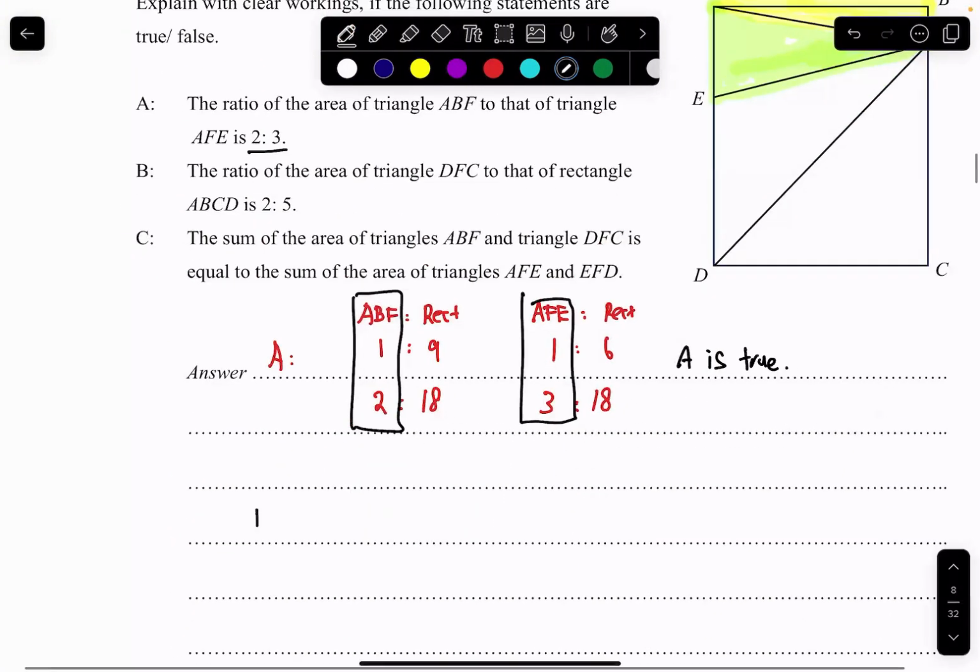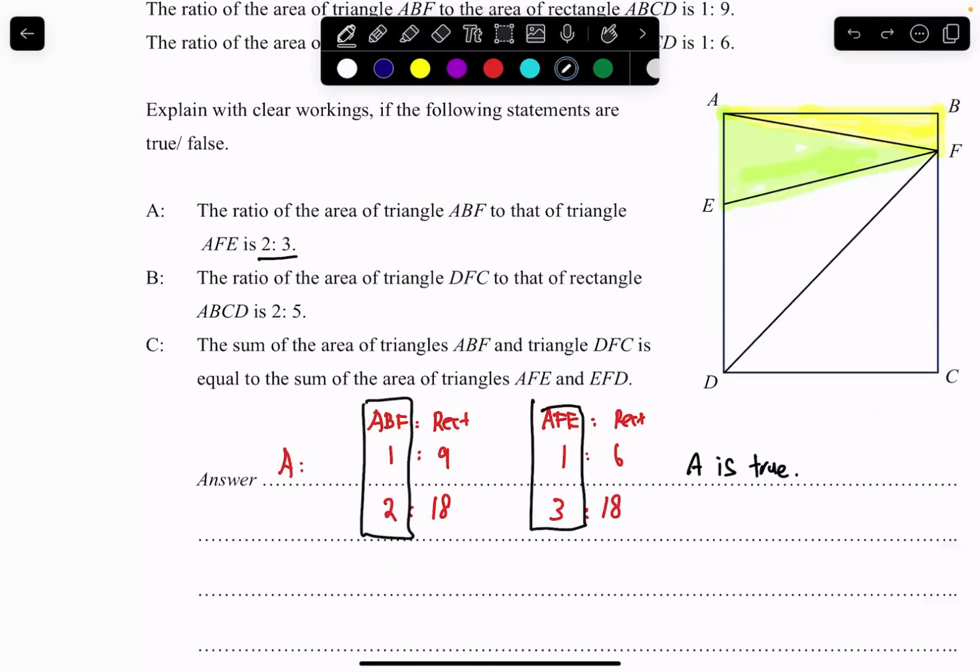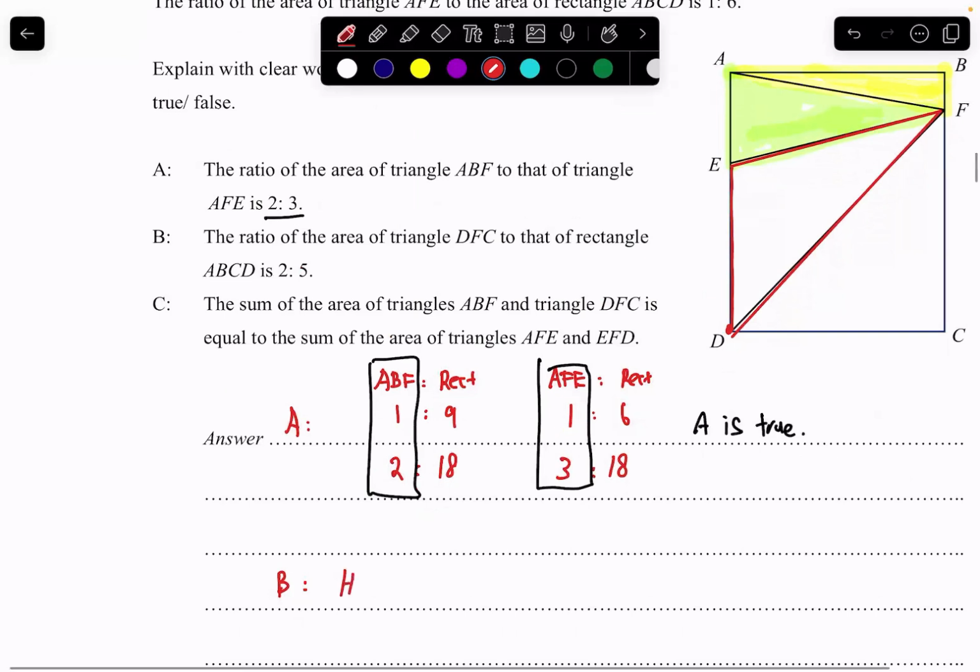Okay, let's look at B. The ratio of triangle DFC to that of the rectangle is 2:5. DFC is over here, this triangle. Now since we know that AFE to rectangle is 1:6, so half the rectangle will be half a rectangle. Half a rectangle is 3 units. So therefore, it means that AFE is equivalent to 3 units.